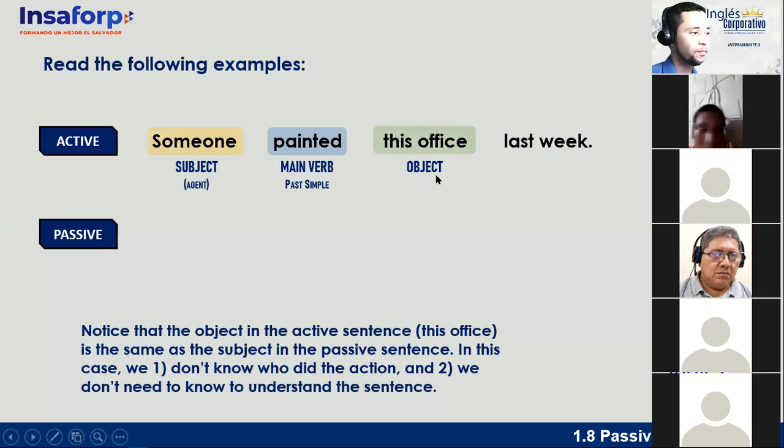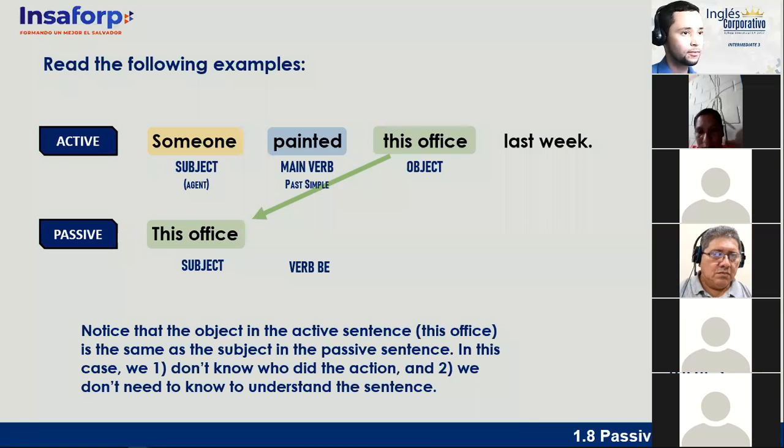Okay, that's the object. Now, to form the passive, you use this office at the beginning of the sentence as the new subject. And then we need to use the verb be, okay? The verb be in what tense? Is it going to be present or past? Past. Going to be past. Why? Because we identify past simple in the active sentence. It's the verb being past. So this office was. Correct. Very good. This office was. After that, we need the main verb in past participle form. So this office was.